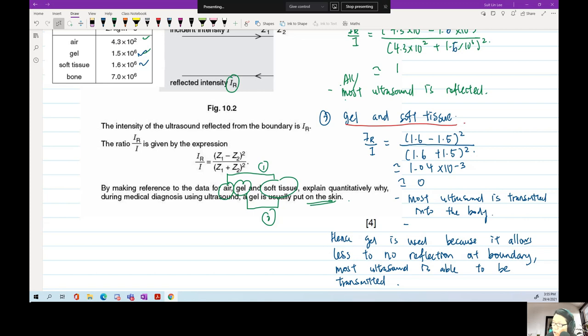Okay. So we need to see here, IR over I is 1 mark. So you need to calculate this one for M1. Meaning if you don't get this mark, you will not get the next mark, which is this: almost all is reflected, A1. You could also say no transmission.